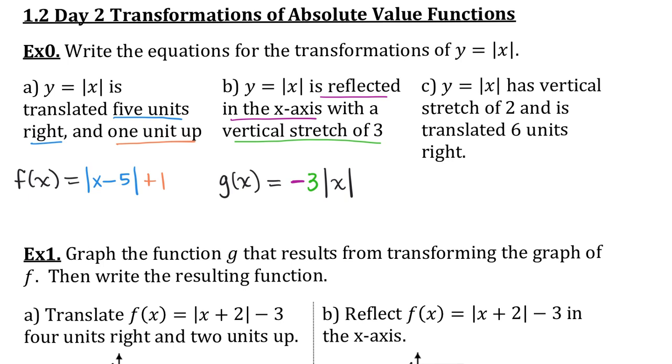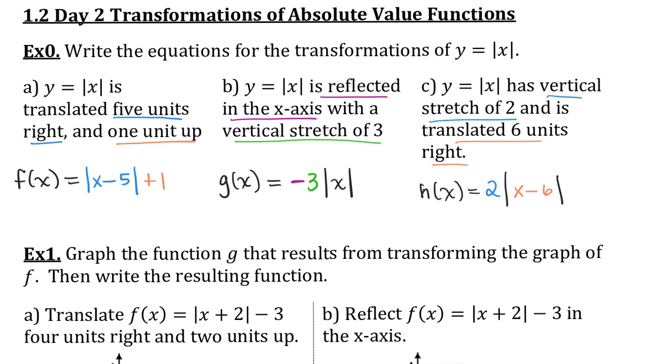Okay, let's try C. Y equals the absolute value of x has a vertical stretch of 2, and it's translated 6 units right. Let's call it h of x. You can have different names. Vertical stretch of 2, so I'm timesing the absolute value by 2. And then what am I doing? I'm 6 units right. X minus 6. Vertical stretch of 2, 6 units right.